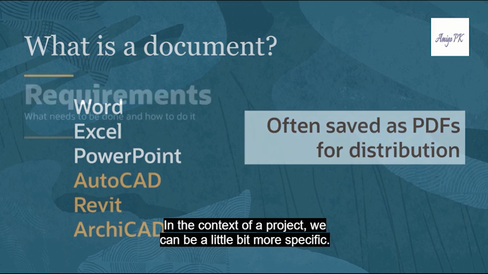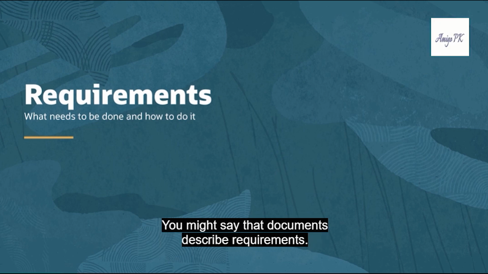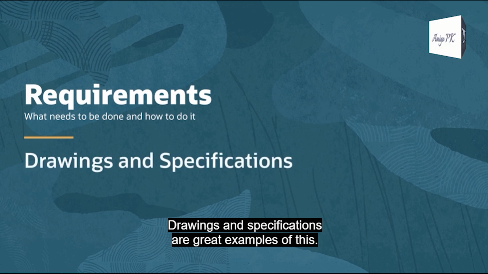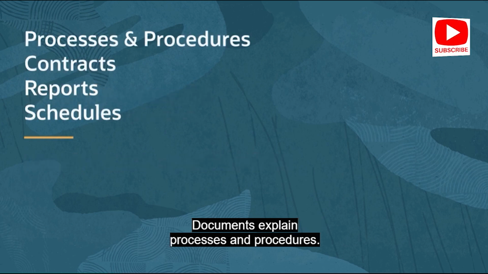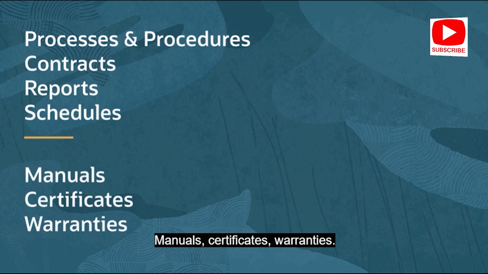In the context of a project, we can be a little bit more specific. You might say that documents describe requirements. They tell us what needs to be done and often how to do it. Drawings and specifications are great examples of this. Documents explain processes and procedures. Contracts, reports and schedules are documents too. Manuals, certificates, warranties, the list goes on.